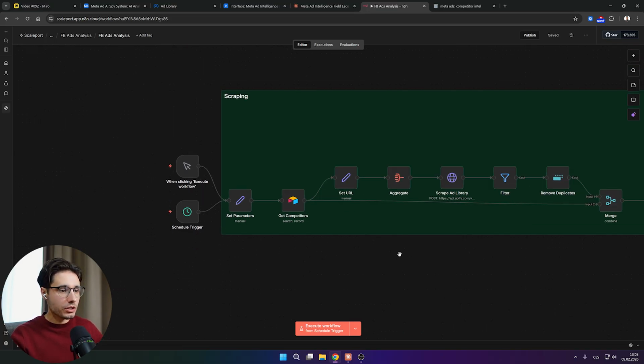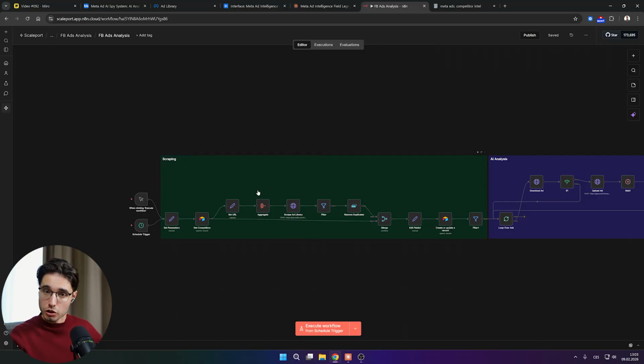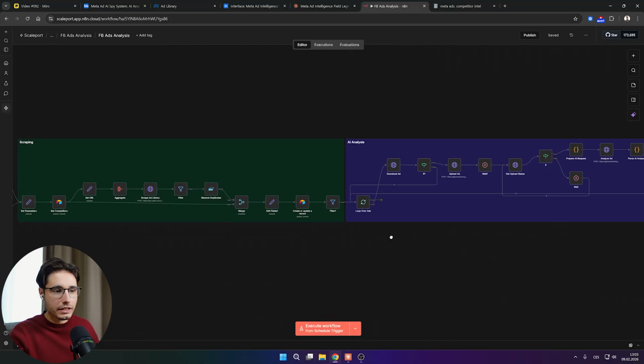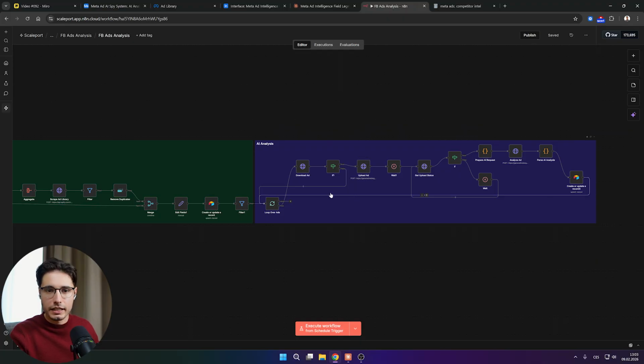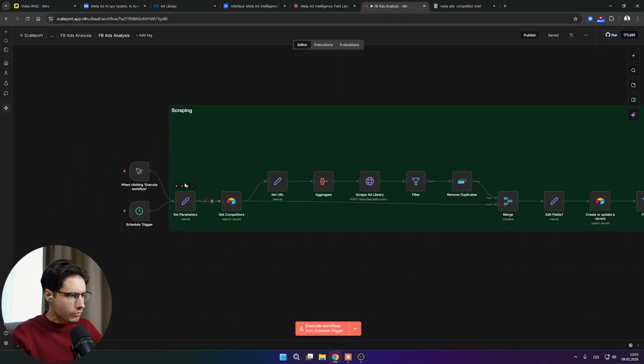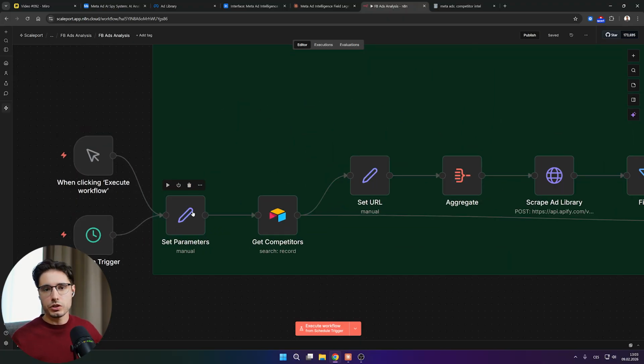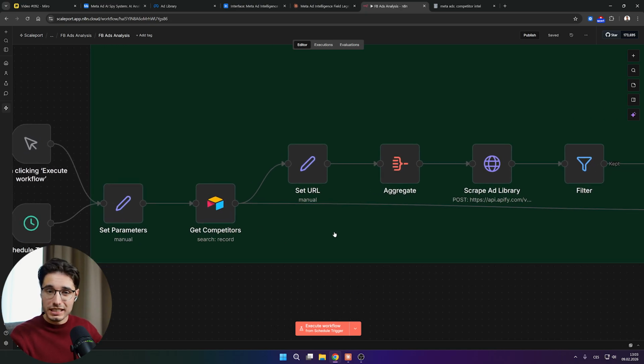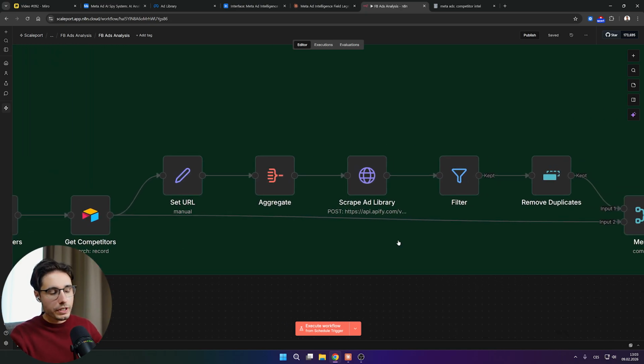We have, first of all, the first phase, which is the scraping, where we have the competitors we want to scrape and populate the database. And the second part is the AI analysis. So what happens in the background is that every time this is triggered, which should be triggered on a regular basis, either when a new competitor is added or on a weekly basis, first of all, this system goes into the database to grab the competitors we want to scrape, right? All of this is then sent to Apify for scraping.